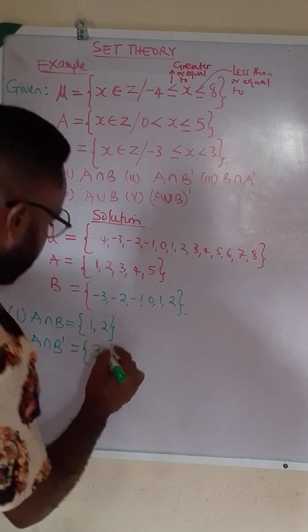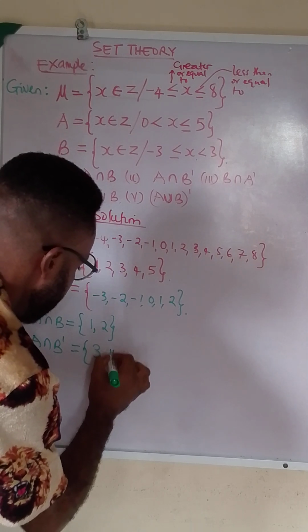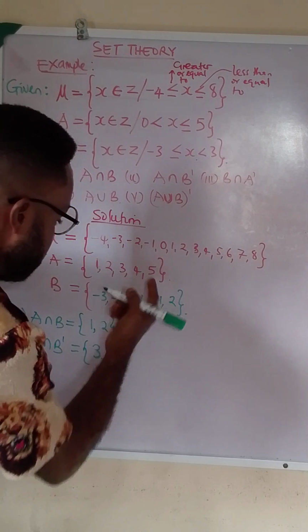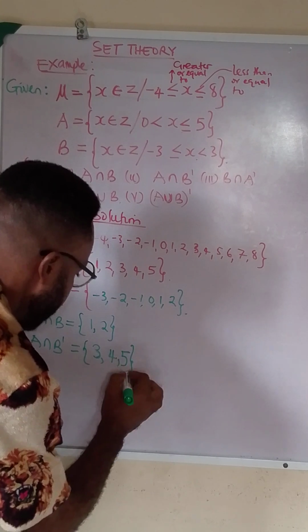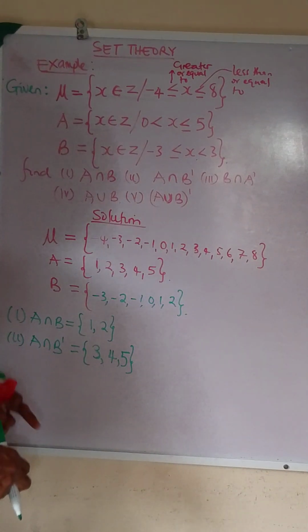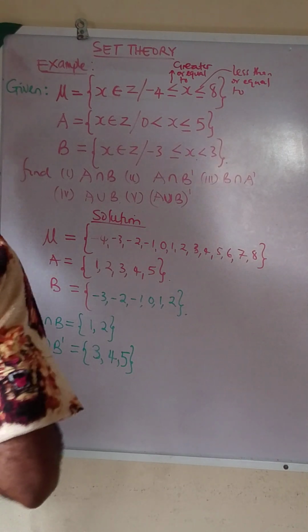Then we have 4. 4 is in A but not in B, so we take 4. And then we also have 5 in A and not in B, so we take 5. So A intersection B prime means elements that are in set A but are not in set B.